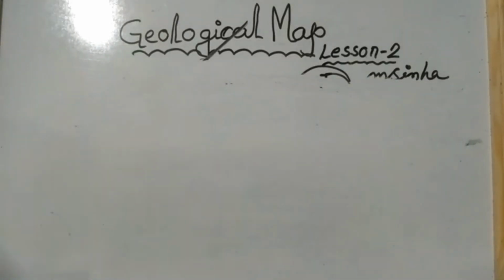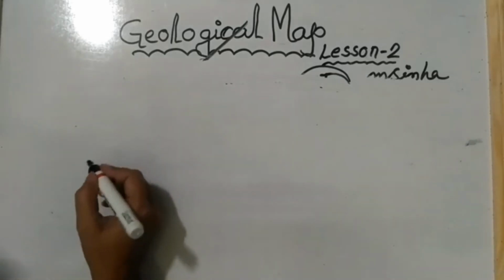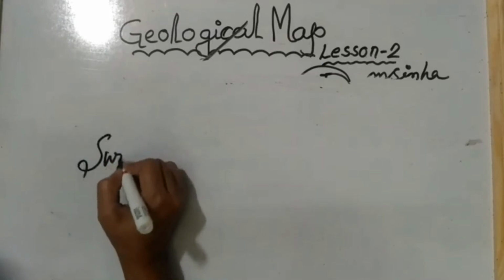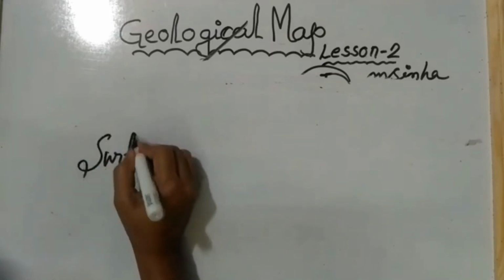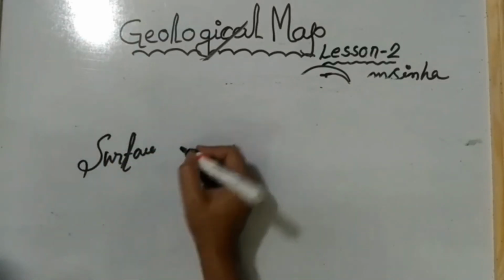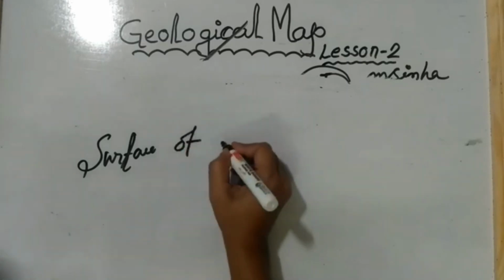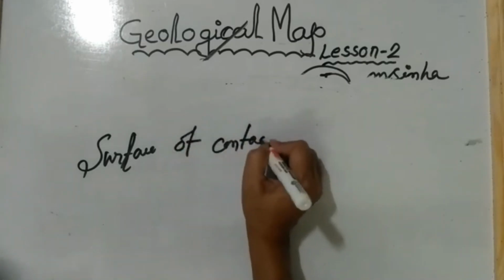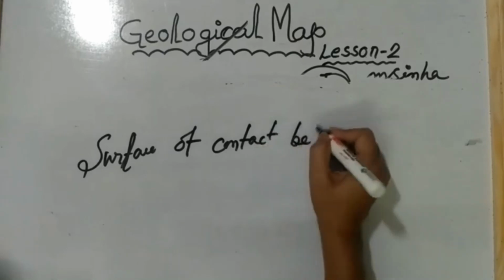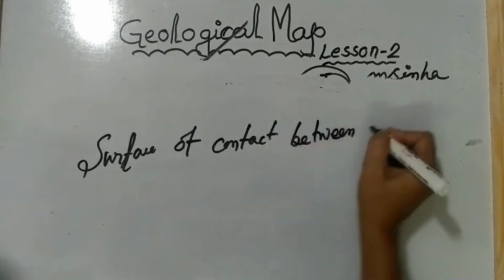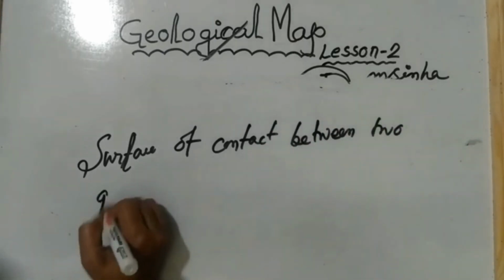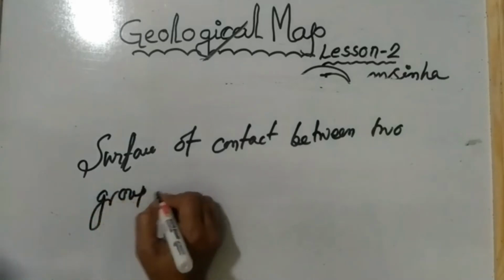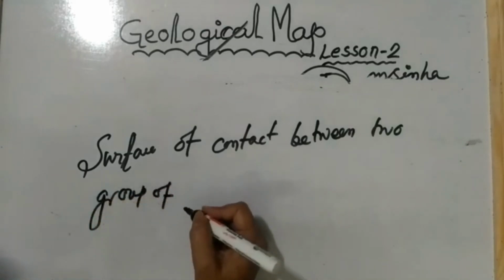What is unconformity? Unconformity is the surface of contact between two groups of formation.